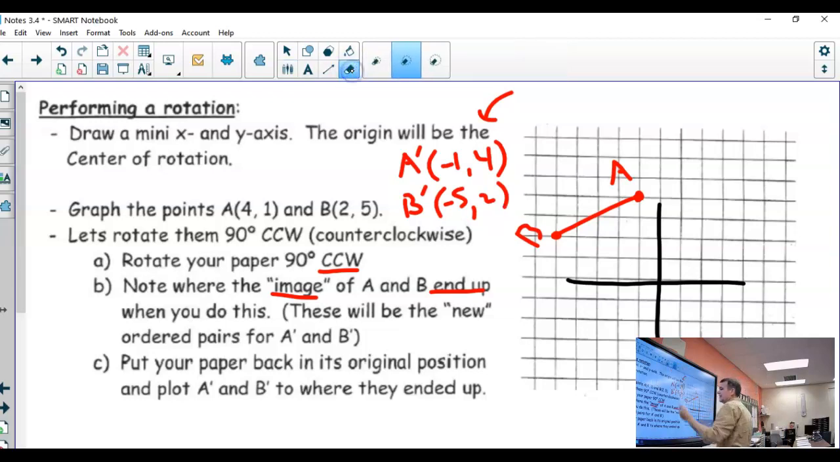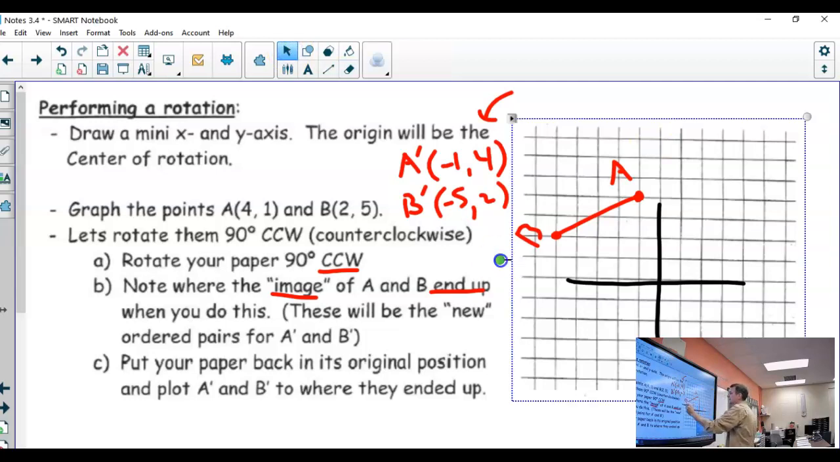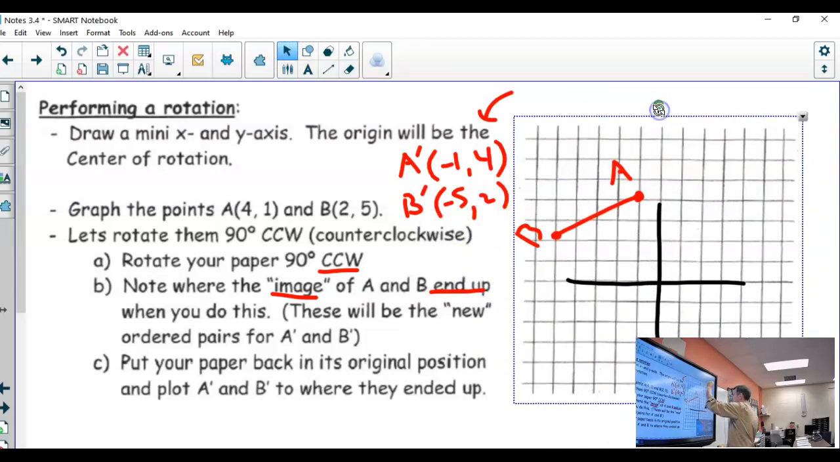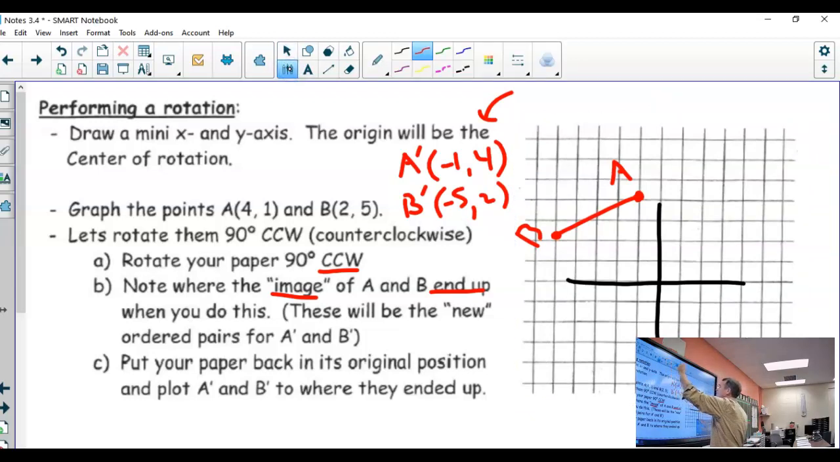So now I can go ahead and rotate my paper back to its original position. Bam. And I can redraw it. And look at that, it's already drawn for me. This is now A prime and B prime, whereas the original A was here, and the original B was here. And you can see that segment has rotated around the origin 90 degrees counterclockwise.